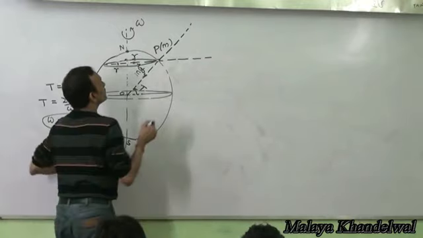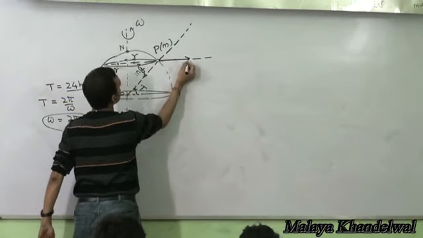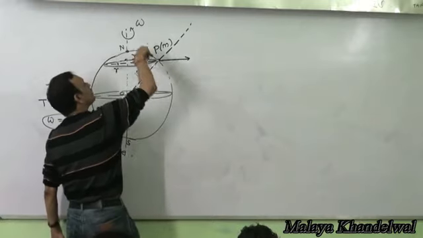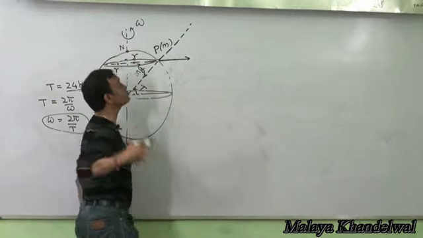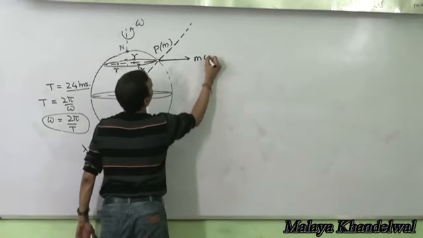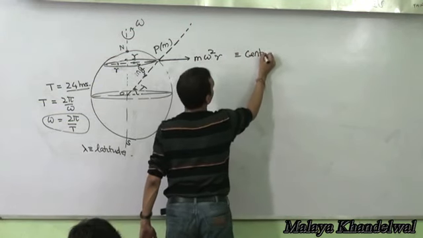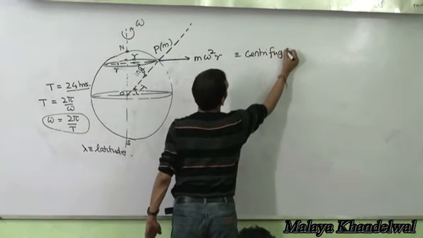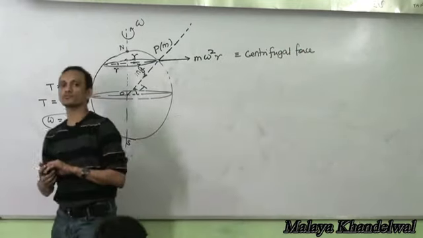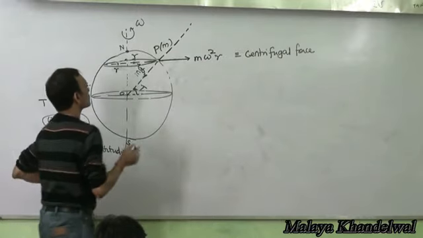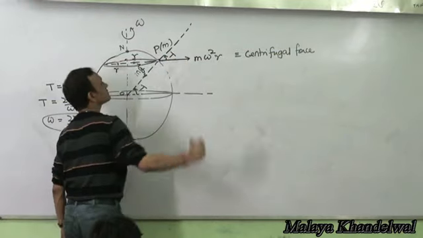Now, this is a fact where there is a little bit of a gray area which I don't want to discuss at length again at this point of time. We say that it's being acted upon by what's called a centrifugal force, which is m omega squared r. This is the centrifugal force, m omega squared r. And this angle is lambda.